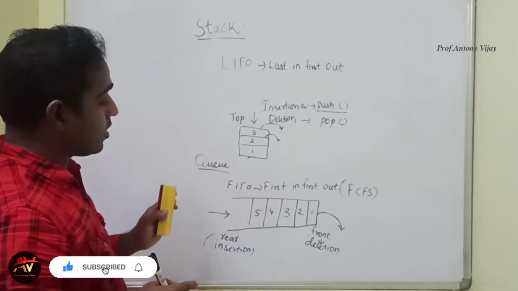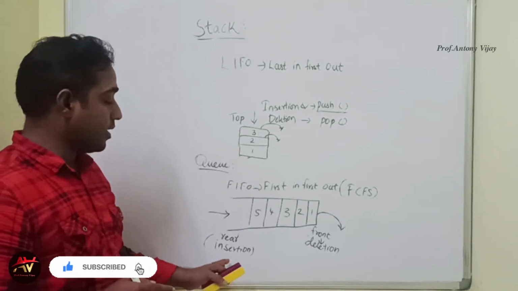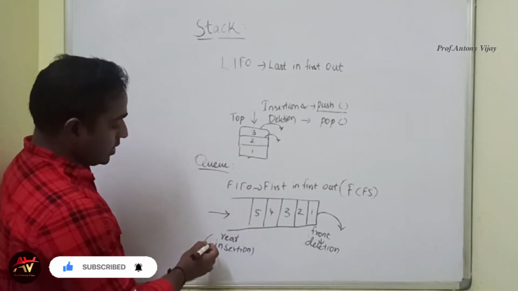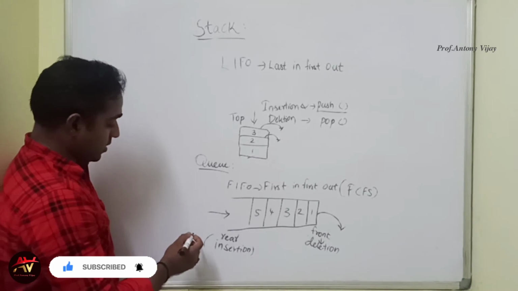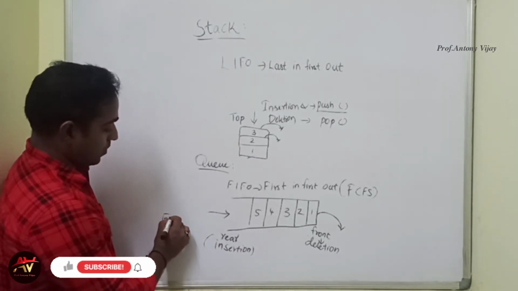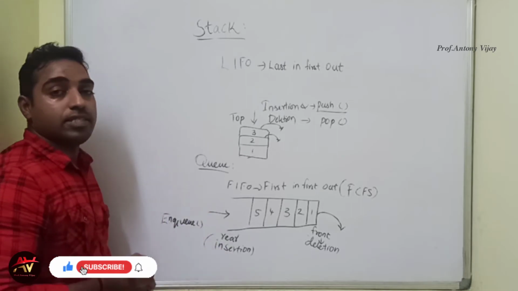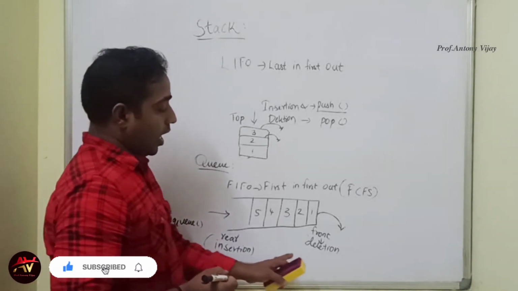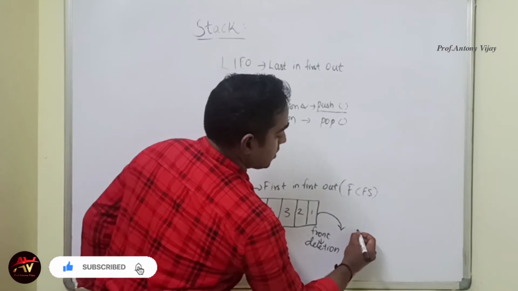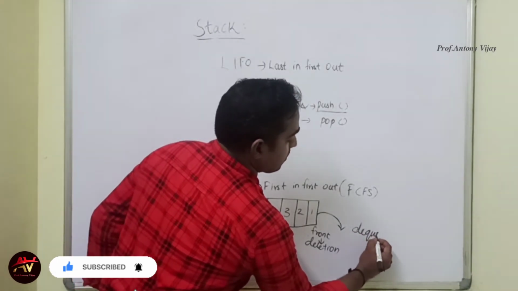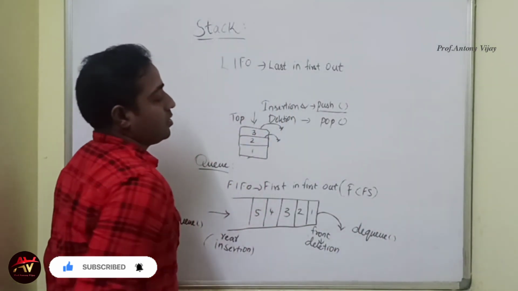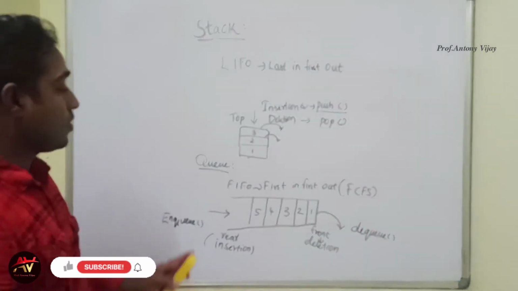So here there are two operations, as I told already, insertion and deletion. For insertion, the name of the operation is NQ, and the name of the deletion operation is DQ. This is what the important points of queue.